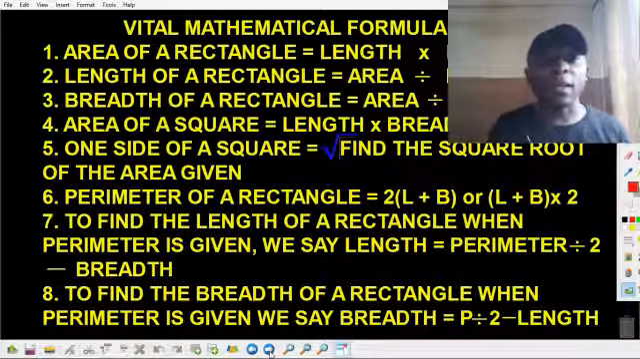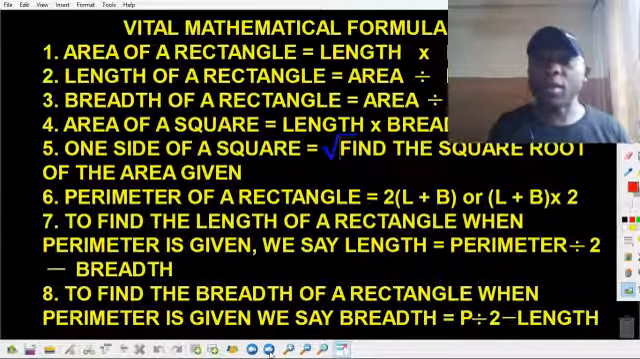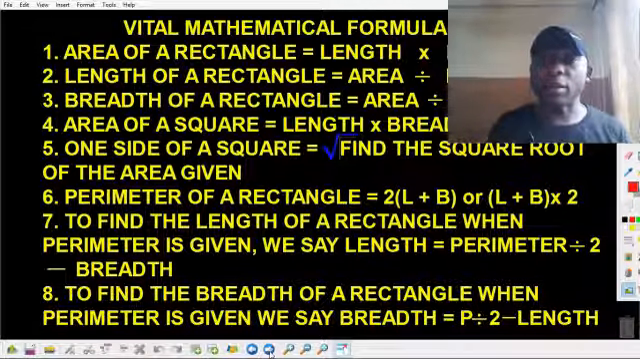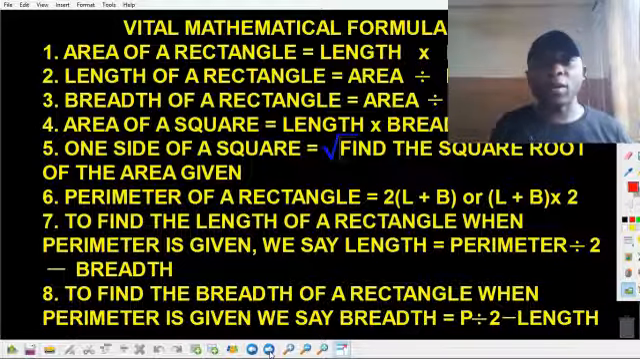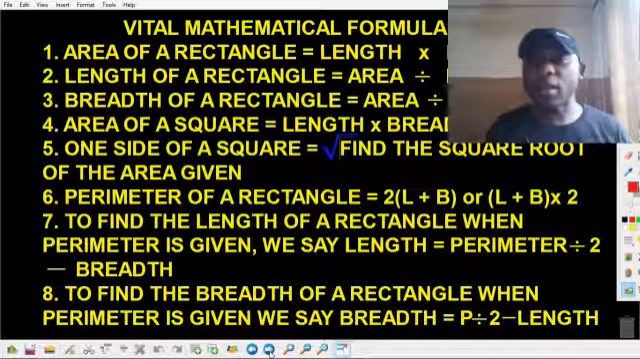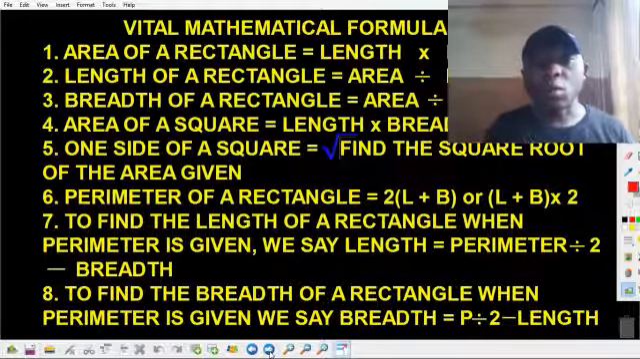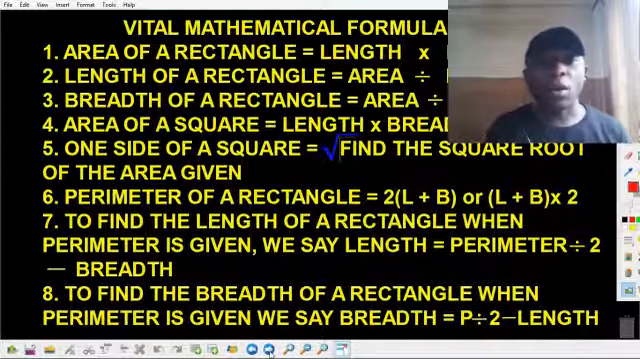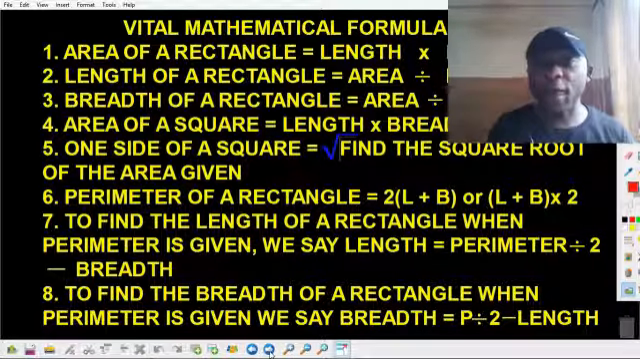To find the length of a rectangle, you divide the area by breadth. To find the breadth of a rectangle, we say area divided by length. To find the area of a square, we multiply the length times breadth. Now to find one side of a square, you have to find the square root of the area given.